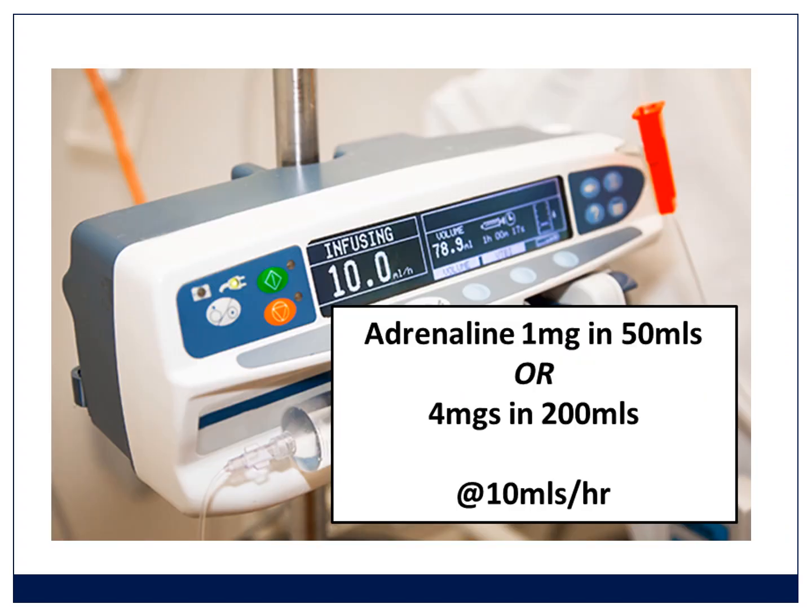Coming to infusions, what I suggest you do in the district hospitals is you put 1 milligram in 50 mils in a syringe driver and run that at 10 mils an hour. That'll actually run it at under 0.1 micrograms per kilogram per minute, and then you can just titrate that up. If you've got a 200 ml bag, you can put 4 milligrams in 200. It's the same concentration, and start it at 10 mils an hour, and you can run that through an IVAC.